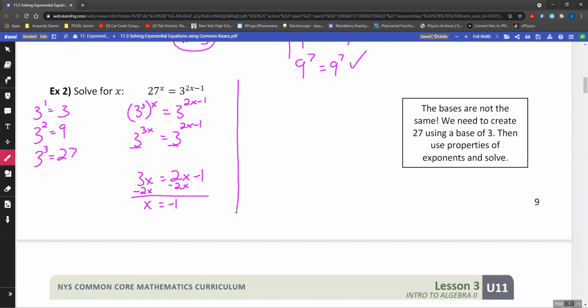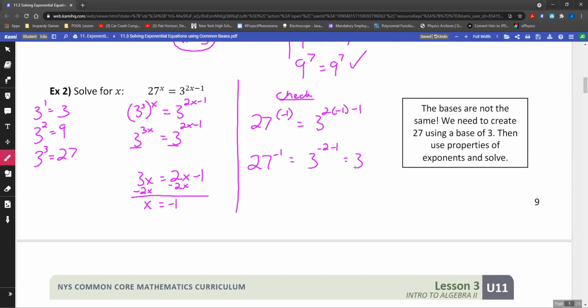Of course, it doesn't say it, but we'll do a very quick check here. So 27 to the -1 equals 3 to the 2 times -1 minus 1. This is just 27 to the -1. And this ends up being 3. 2 times -1 is -2.